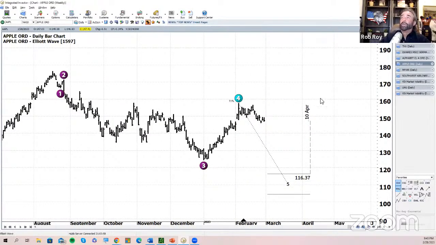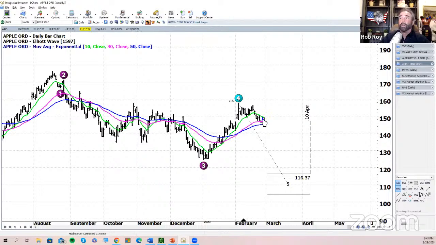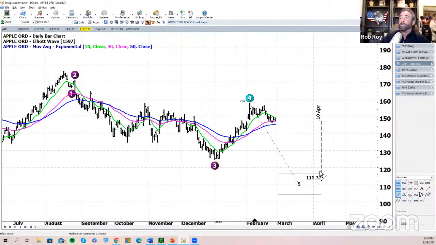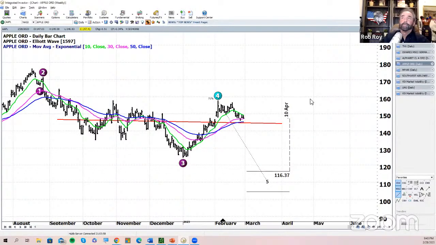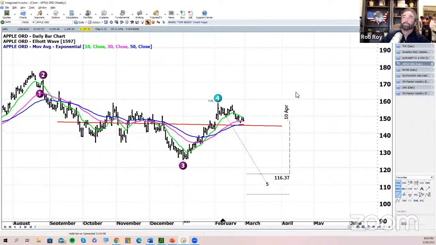I mean, Apple has done a pretty good job. You can see the 10 and 50-day moving averages are converging on each other, and we're hanging right in that area. We're in an area of a lot of congestion from support right through there. So, I think Apple looks pretty good.